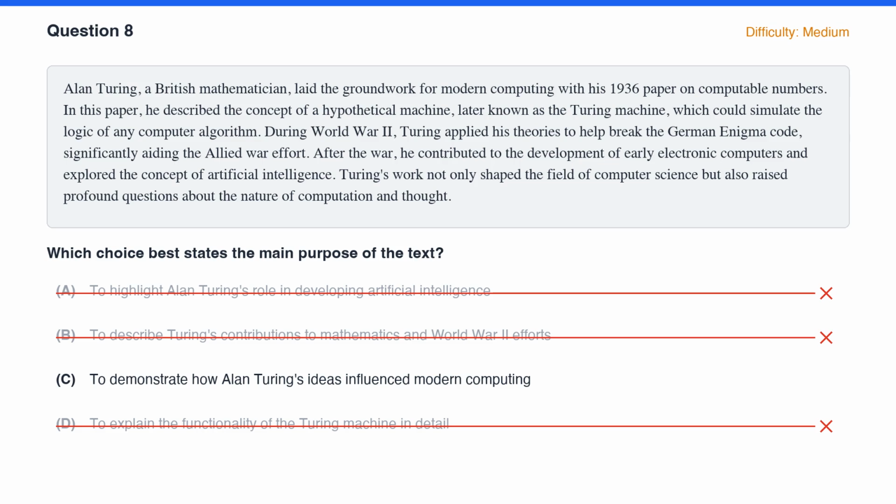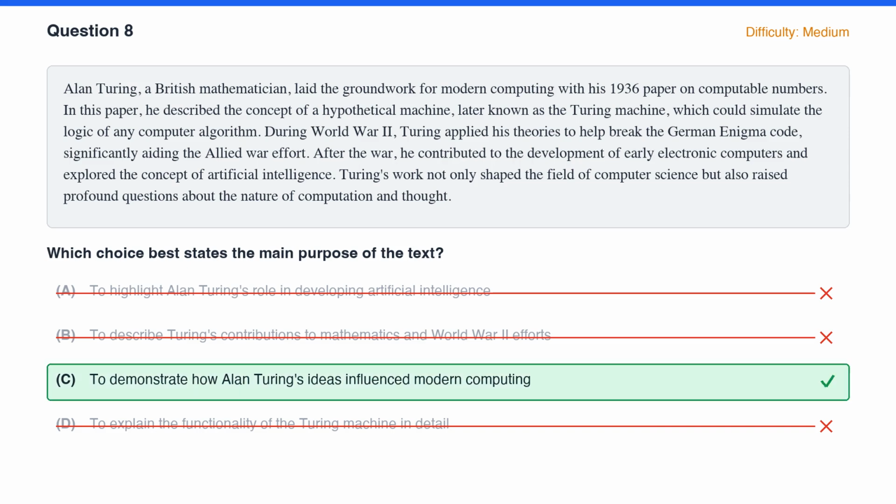Choice A is too narrow because artificial intelligence is mentioned only briefly as one of several contributions. Choice B treats his mathematics and wartime efforts as the end point, but the passage frames these as pieces of a larger story about computing. Choice D fails because the text names the Turing machine and its purpose without describing its inner workings in any detail. Choice C captures the unifying thread of the passage.